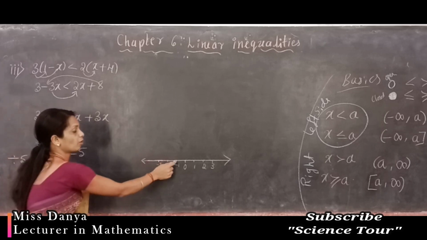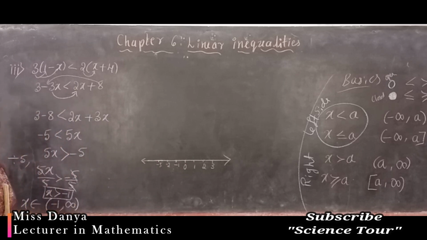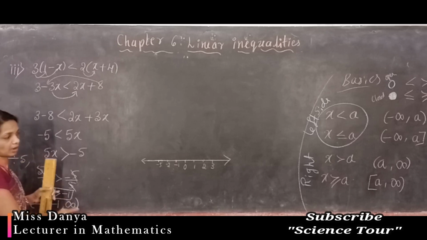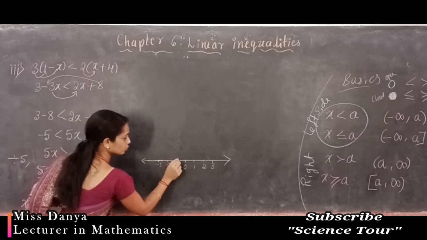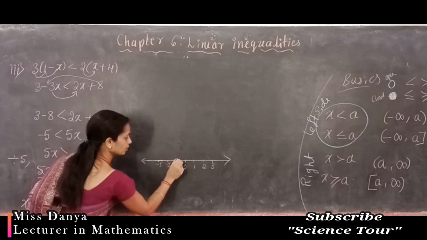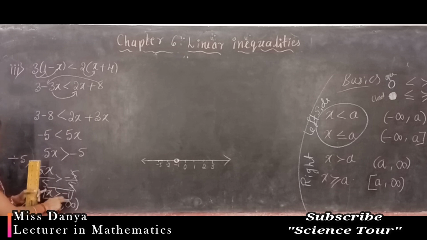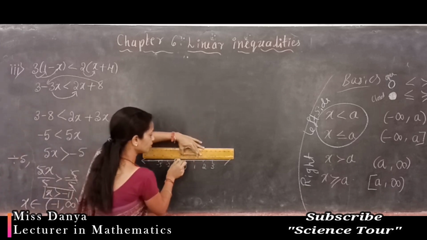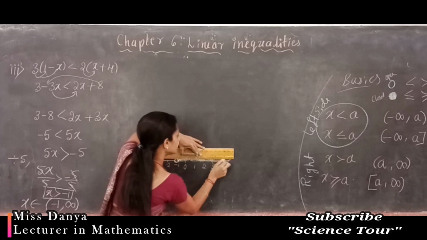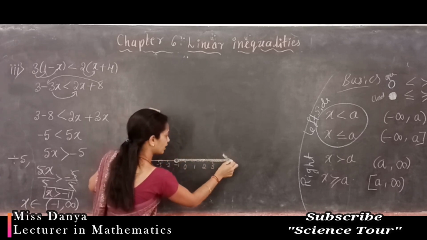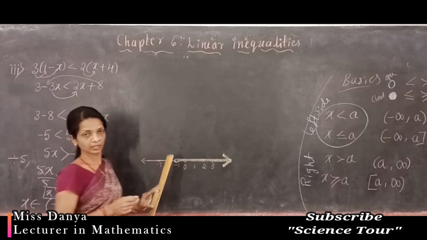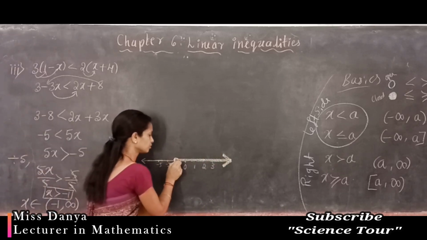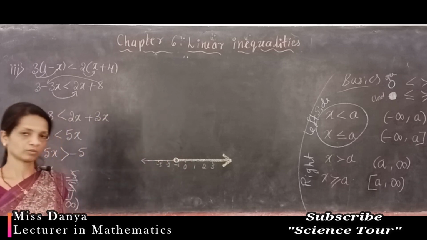So you have to draw one circle at minus 1. Which circle do you have to draw, open or closed? To see that you have to see this symbol, a strict symbol you have. So strict symbol means at minus 1 you have to draw an open circle. Okay, so draw one open circle at minus 1, and greater than minus 1 means you have to shade the right side of this number on the number line. Okay, the right side of minus 1 you have to shade darkly. Right side of which one? Right side of minus 1. Okay, so this is the graph of the solution of this inequality.